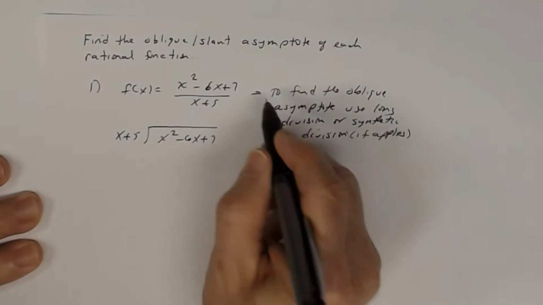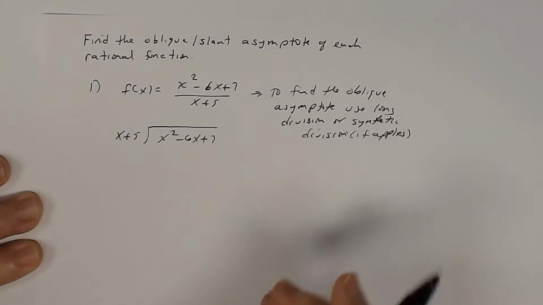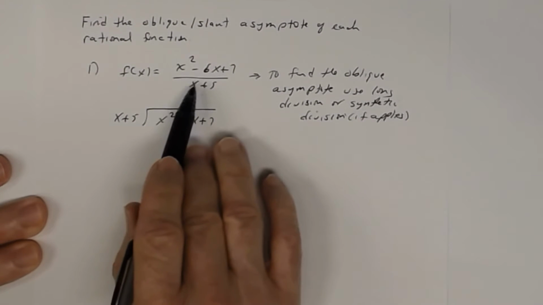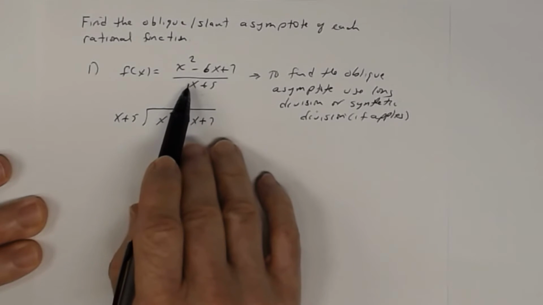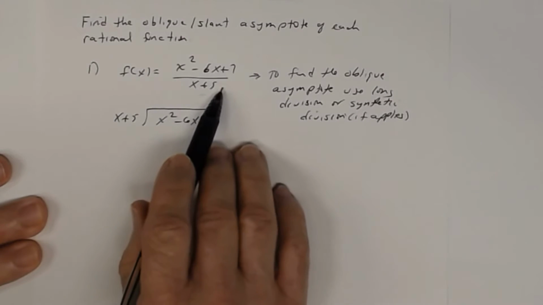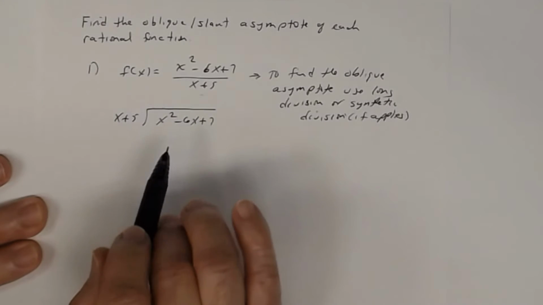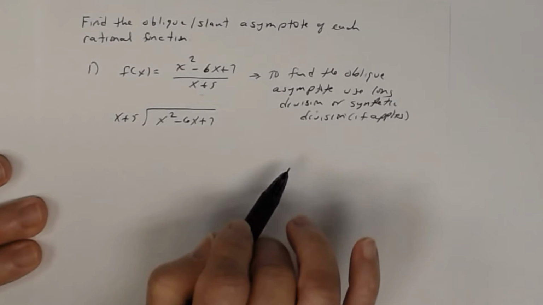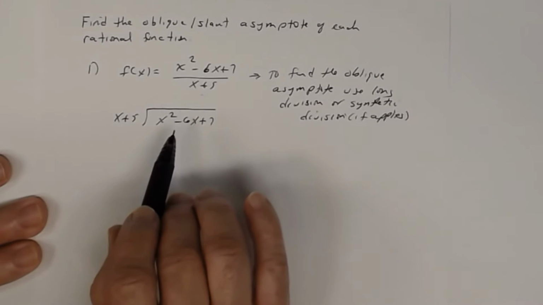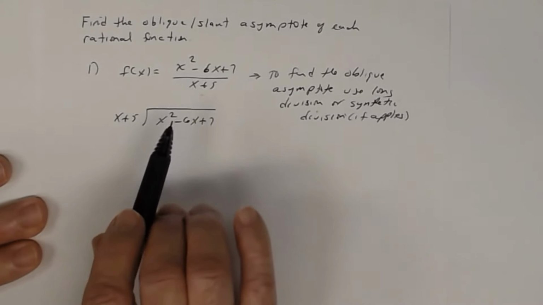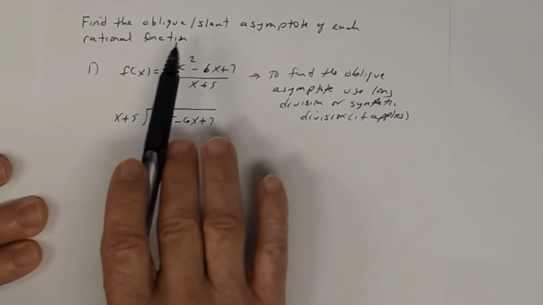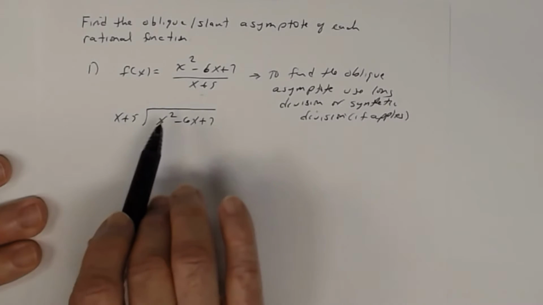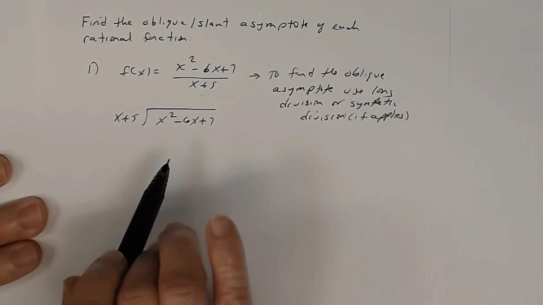All right, now let's go ahead. The first thing you have to do is use long division or synthetic division. Now I could have used synthetic division here, because the divisor is linear and the coefficient of x is 1. But before we do this using synthetic division, let's do long division. Most students, when finding the slant or oblique asymptote, tend to understand it better if they use long division.